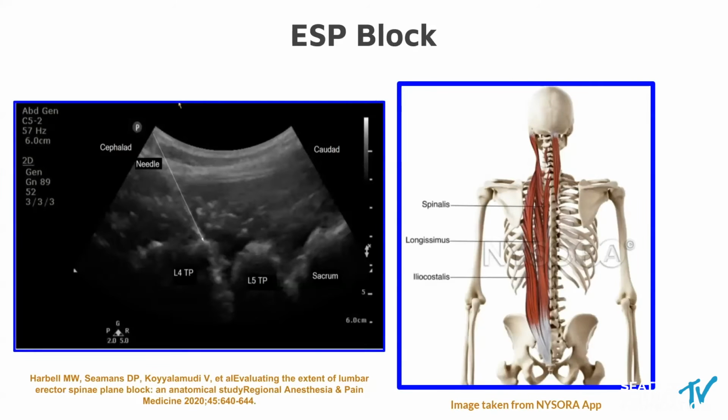So the Erector Spinae plane block is basically a technique where with the ultrasound you identify the Erector Spinae muscle and the transverse processes below it. You then introduce a needle, contact the transverse process, and then deposit 20 to 30 cc's of local anesthetic in the plane deep to the Erector Spinae muscle and just on top of the transverse process.